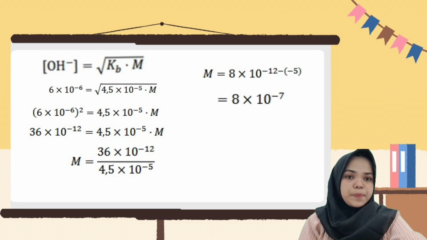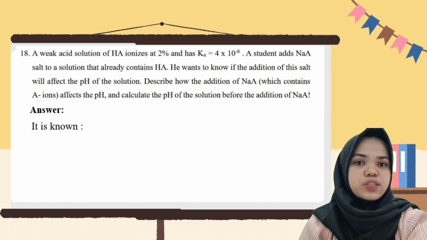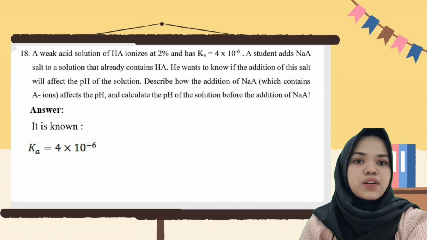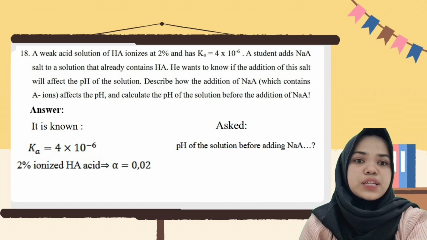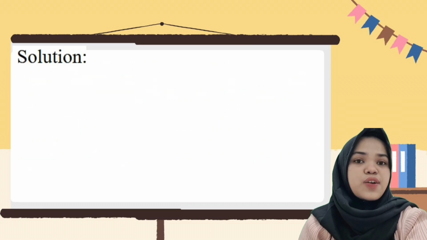Next, in this next question, it is known that the value of Ka is 4 times 10 to the power of minus 6, and alpha, or the degree of ionization, is 0.02. Question 1. What is the pH before adding NaA? 2. What is the effect of adding NaA? Solution. Then we substitute into the formula.